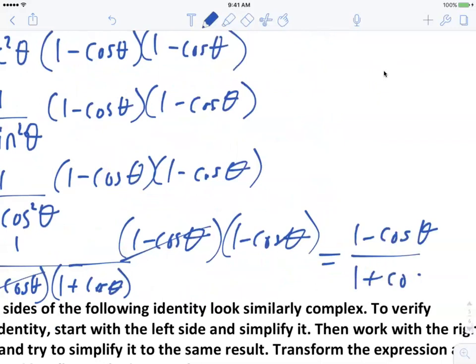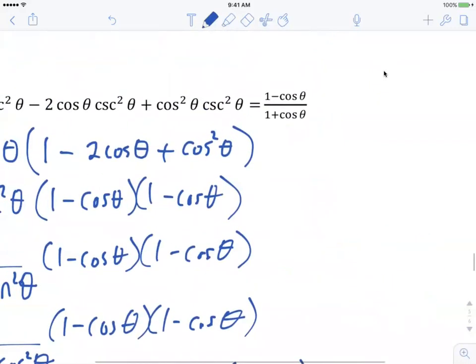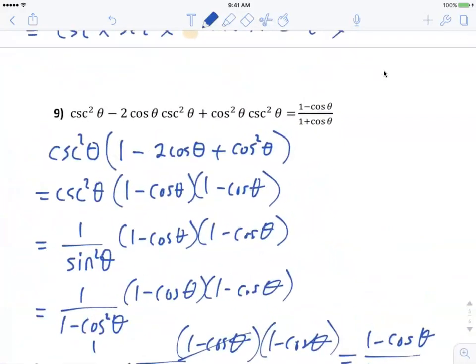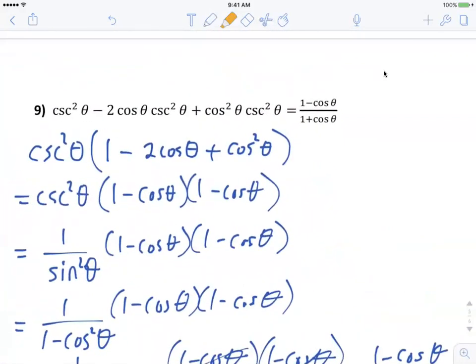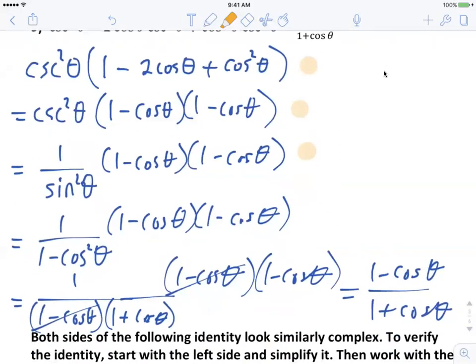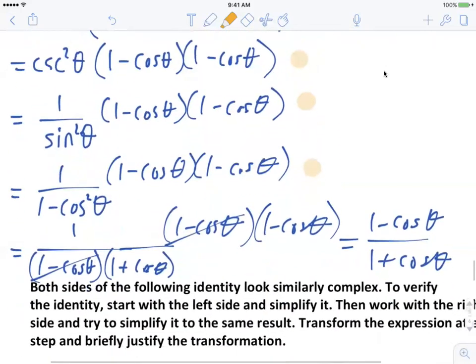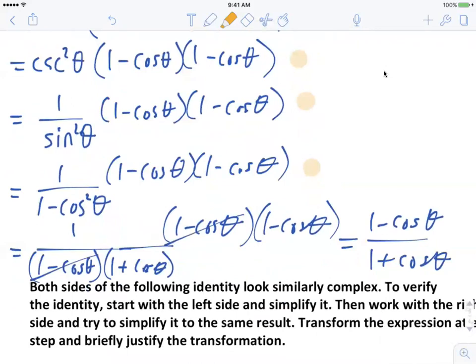And that's true. Okay, so the steps I took there. Factor out the cosecant squared. Factor what's left inside the parentheses. Reciprocal identity, 1 over sine squared. Pythagorean identity, sine squared is equal to 1 minus cosine squared. Factor that 1 minus cosine squared, and then remove a common factor.